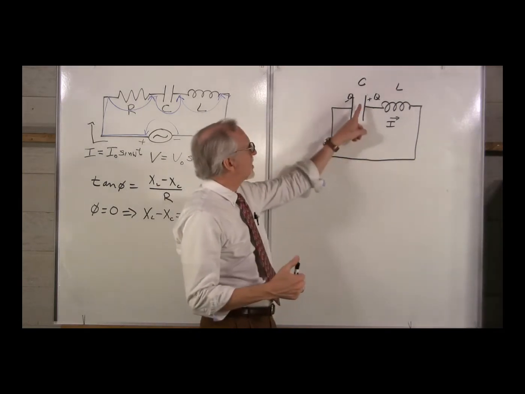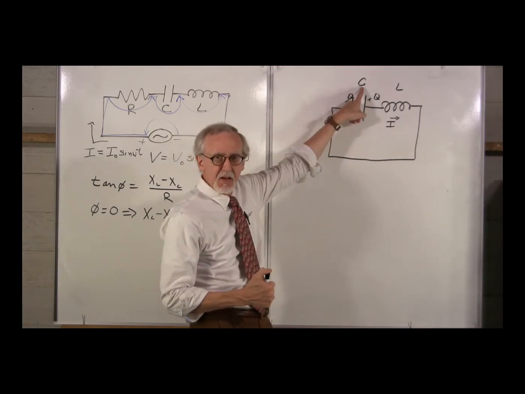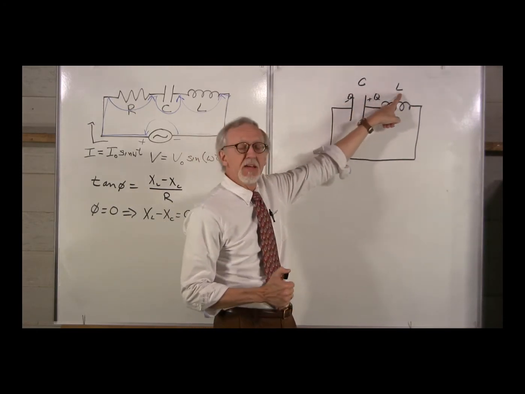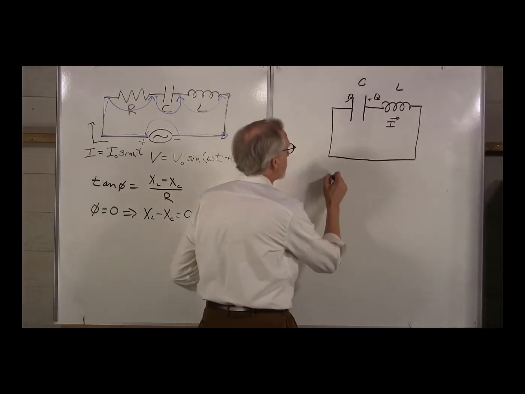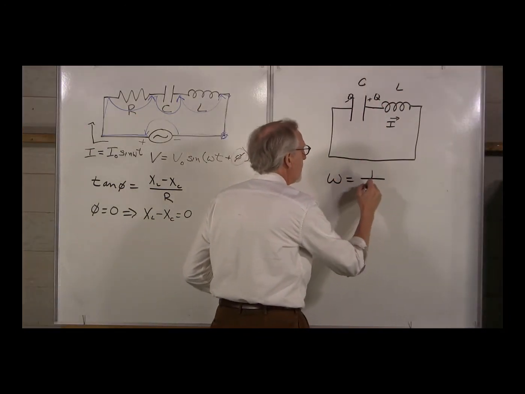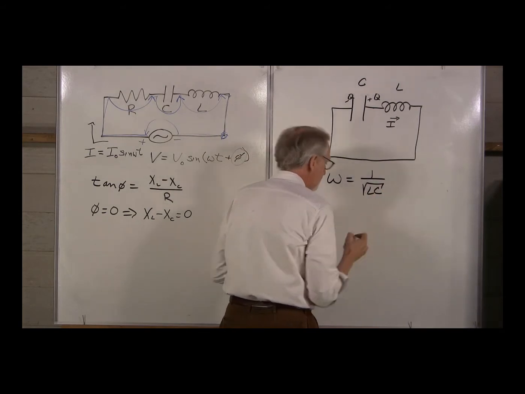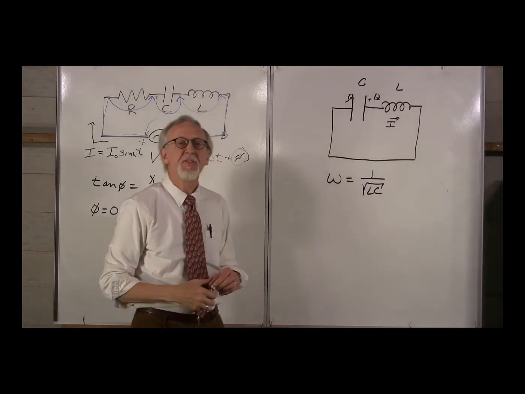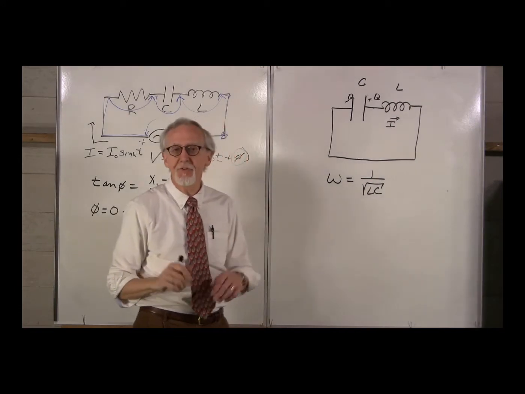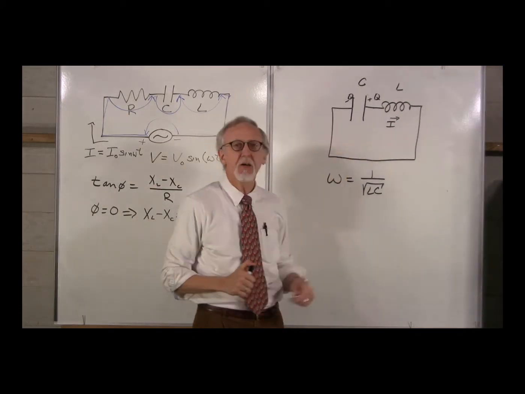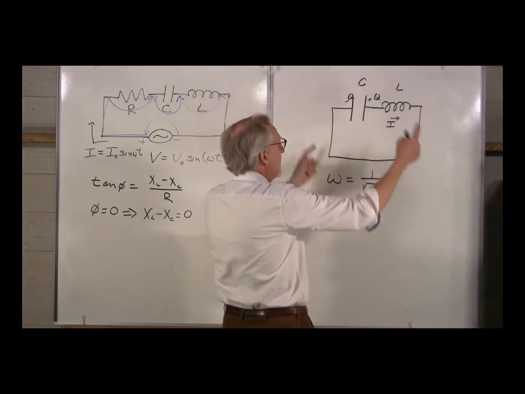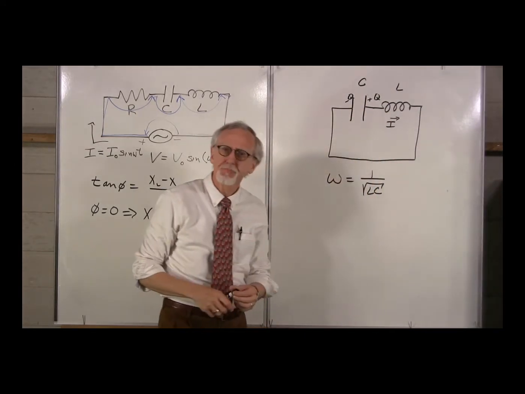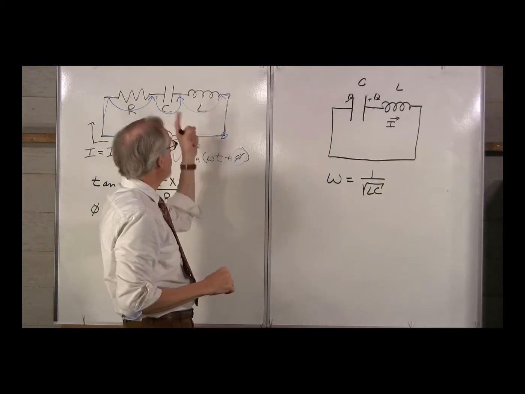That frequency will depend on the capacitance of the capacitor and the inductance of the inductor. It turns out omega equals 1 over the square root of LC. That is the natural resonant frequency at which our circuit will oscillate. That's the resonant frequency of the charge oscillating back and forth. Very good. Well, let's continue.